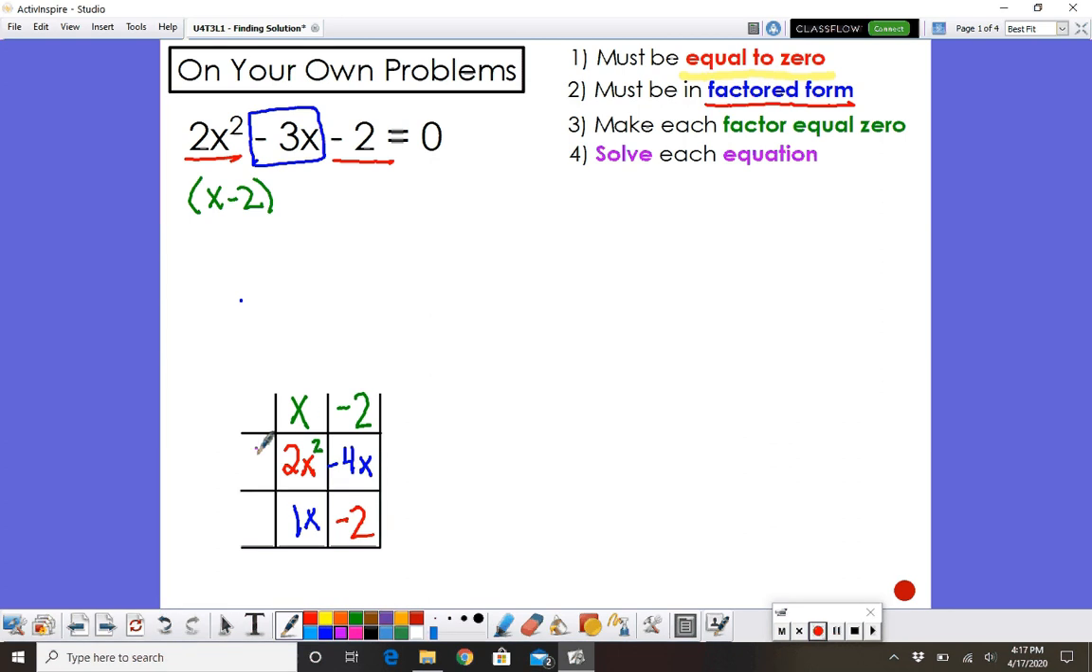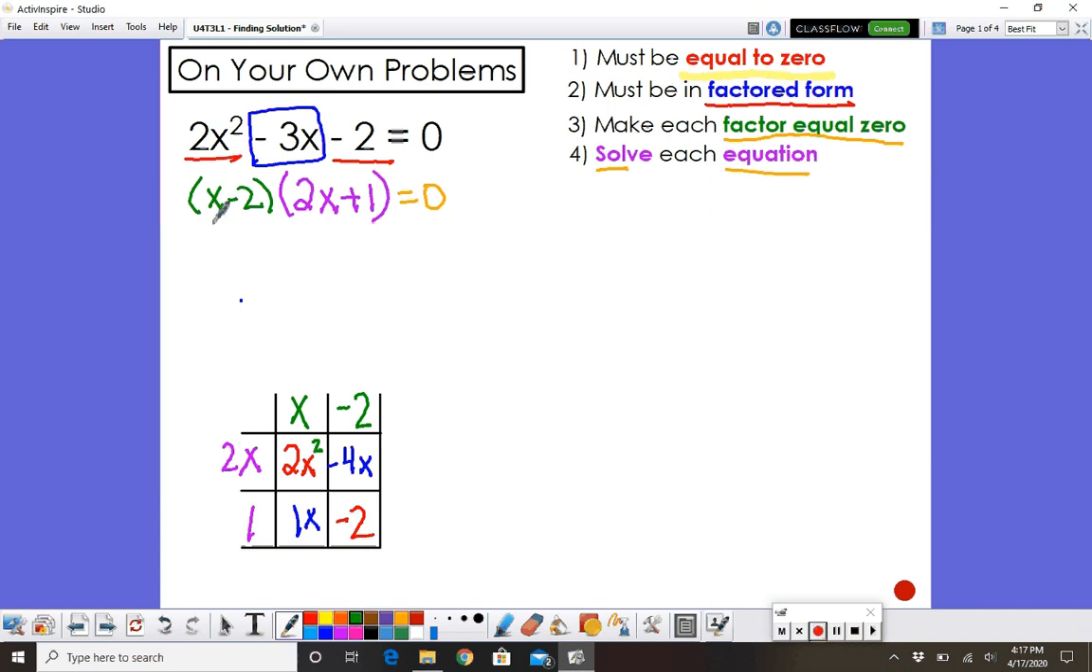And we're going to look at the other factors we need. So x times 2x will give me 2x squared here. And -2 times 1 will give me this -2 here. So my other factor we have here is going to be 2x plus 1. Okay, and remember this whole thing equals 0. So our next step is that we're going to take each factor, make it equal to 0, and I'm probably going to do these two steps together, solve each of these equations.